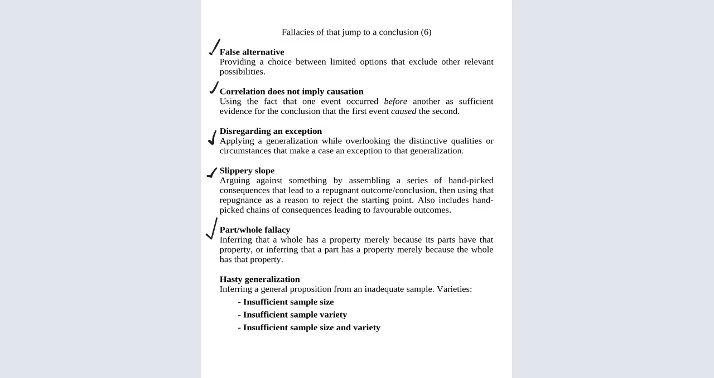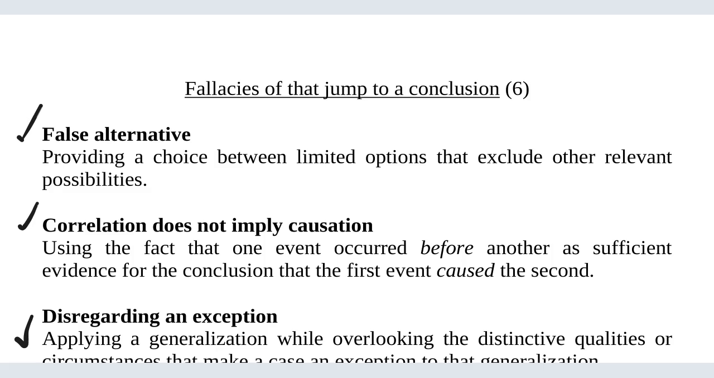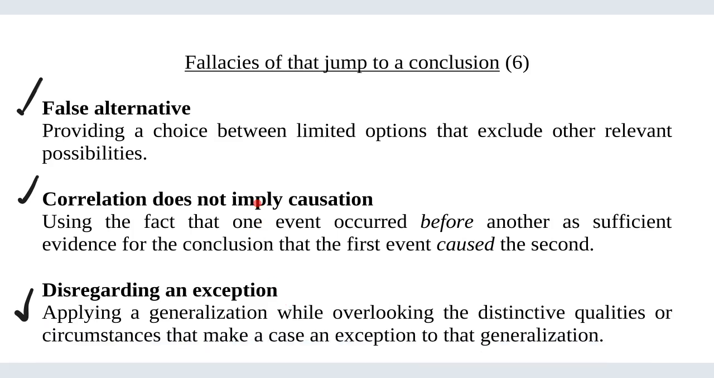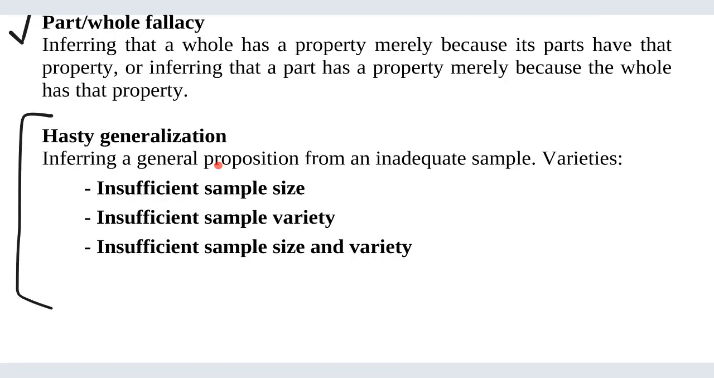So let's zoom out here. What have we done? We've got false alternative. Correlation does not imply causation. Disregarding an exception. Slippery slope. Part-whole fallacy. And then finally, hasty generalization. That's the one that we just mentioned a moment ago in passing. Let's zoom in. Let's have a look at that last one.